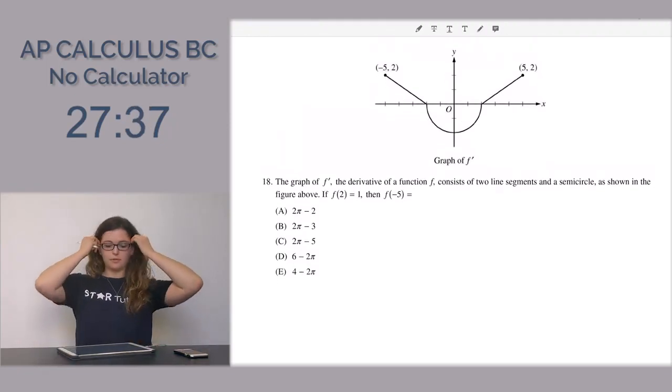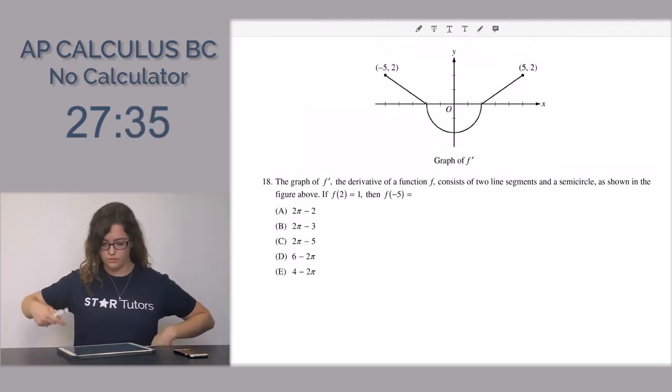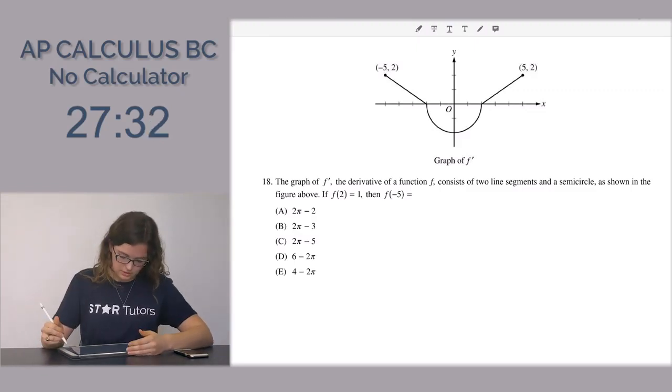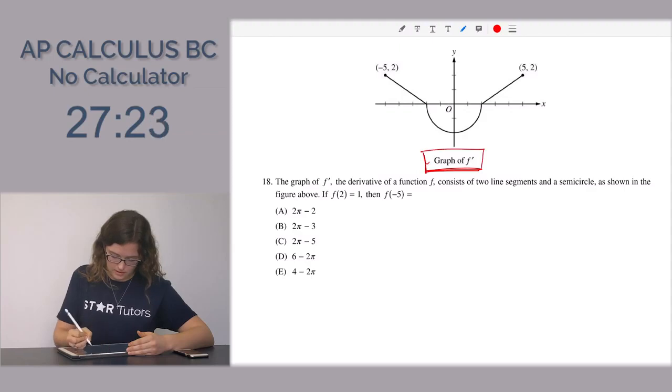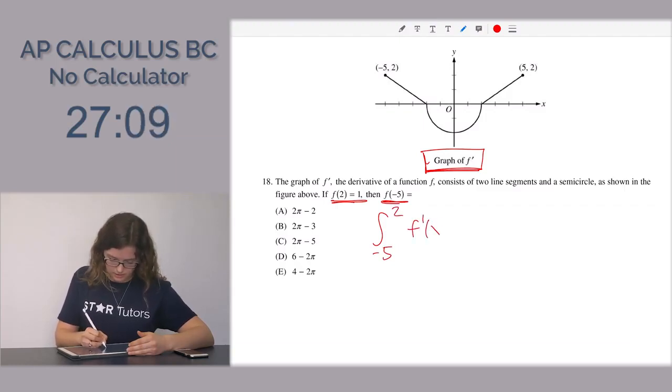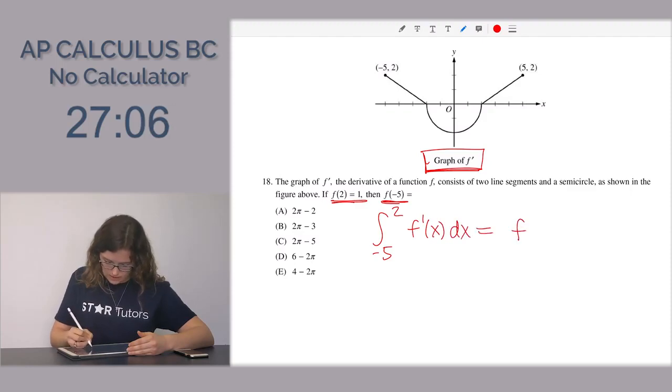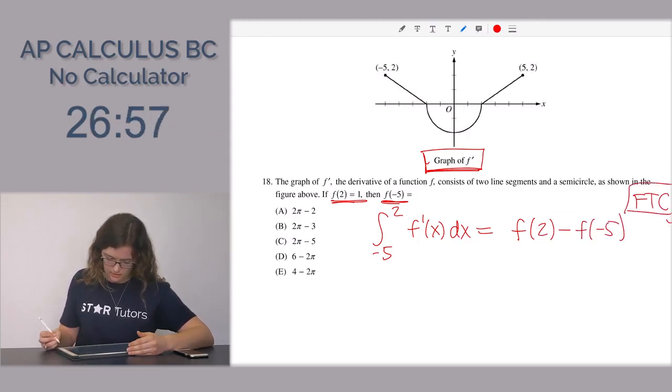18. The graph of f prime, the derivative of the function f, consists of 2 line segments and a semicircle as shown in the figure above. If f of 2 is 1, what is f of negative 5? Okay, great. So this is the derivative. Be careful there. Again, this is a classic use of the fundamental theorem of calculus. They give us f of 2 and want to find f of negative 5. I'm going to use that the integral from negative 5 to 2 of the derivative of my function is equal to f of 2 minus f of negative 5. That's the fundamental theorem of calculus at work.